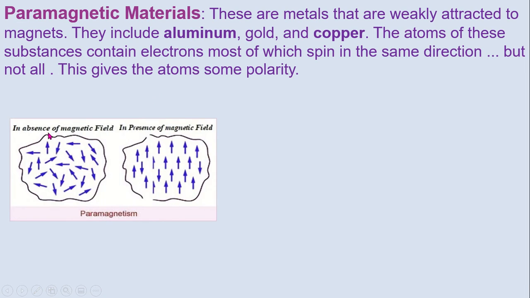Look, in the absence of a magnetic field, the atoms are haphazardly scattered. But when the magnetic field is applied, they are arranged in a particular direction, but not all. That's why it gives some polarity.